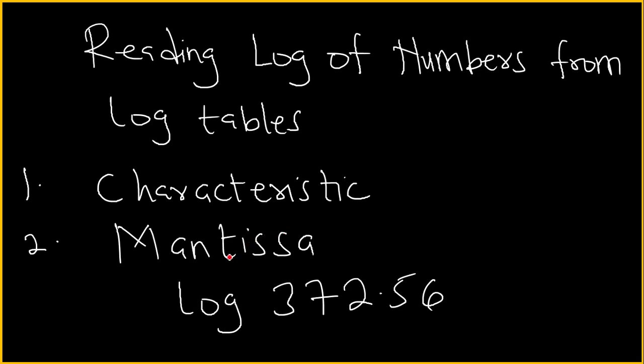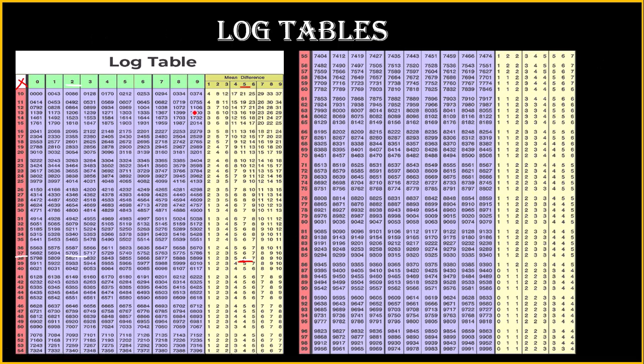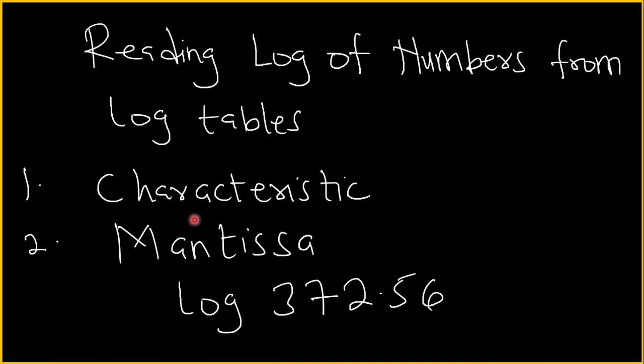Now let's move on to our Mantissa. The Mantissa is the values which are read from our logarithmic table or the log table. So the values that we see here are the Mantissa. The values read from the logarithmic tables are the Mantissa. So these are the information needed before you can find the log of any value from the log table.